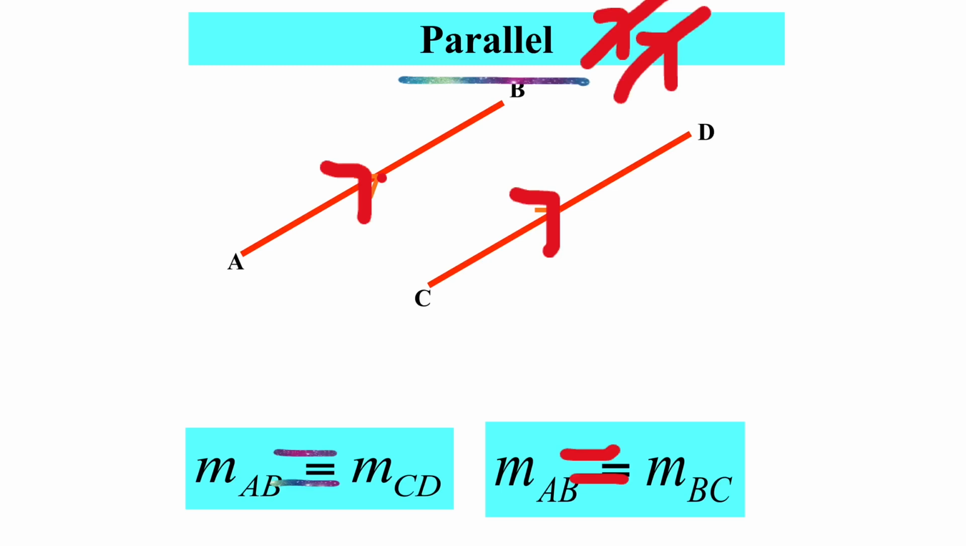Besides collinear, we also have parallel. When two lines are parallel, it means they have the same gradient. Okay, remember, parallel means same gradient.